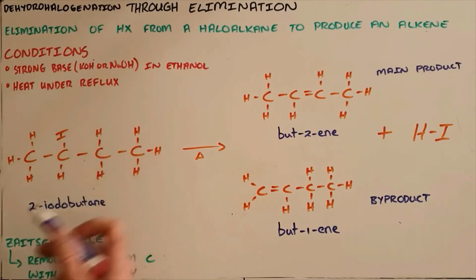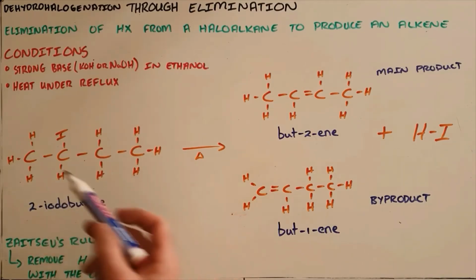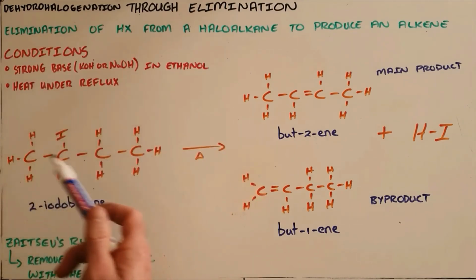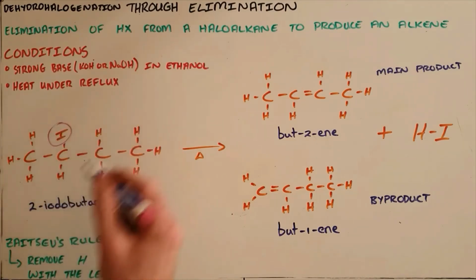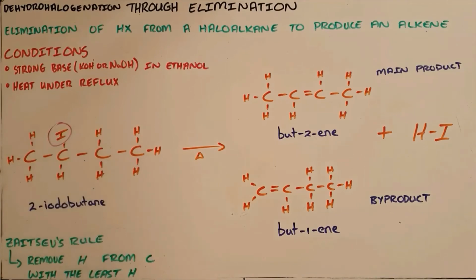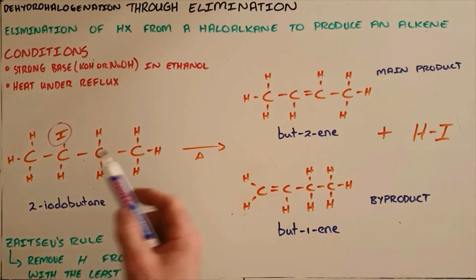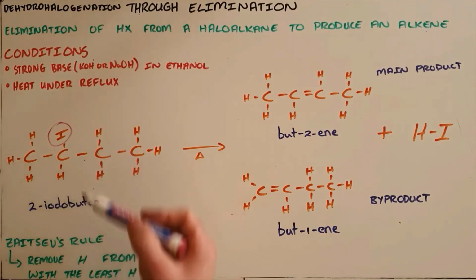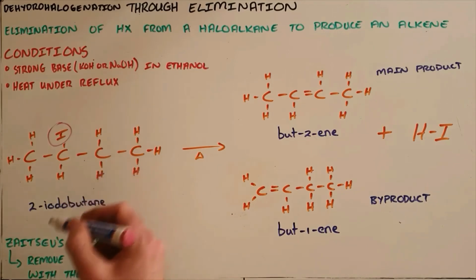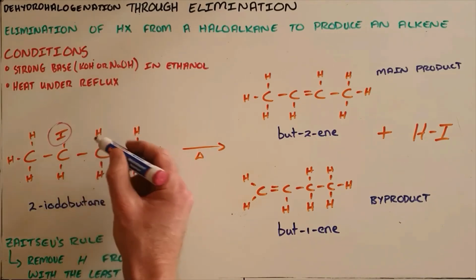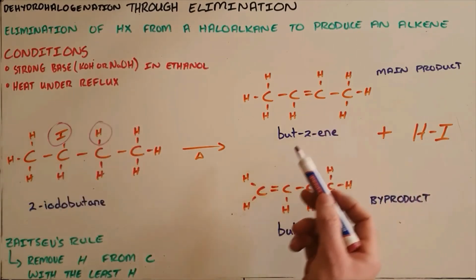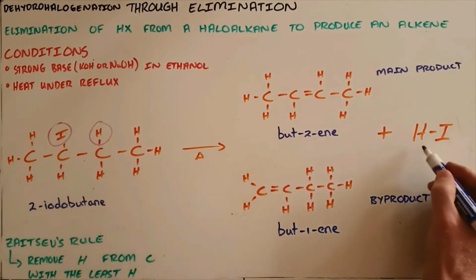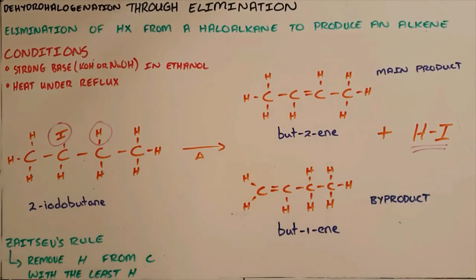So as an example here, we have 2-iodobutane, and when this is placed in a strong basic solution in ethanol and heated under reflux, we find that we are able to remove an iodine as well as a hydrogen atom, and we use Zaitsev's rule once again to determine which hydrogen atom is removed. Zaitsev's rule tells us that we will always remove the hydrogen atom from the carbon that has the fewest hydrogens, which over here is this carbon, as this carbon only has 2 hydrogens, and as a result our main product would then be but-2-ene, as well as obviously the hydrogen iodide that is formed.